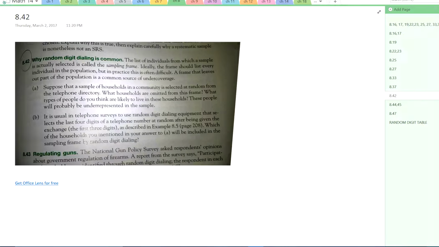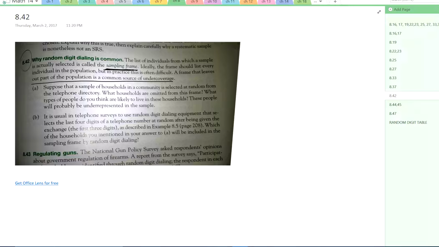All right, 42. The list of individuals from which a sample is actually selected is called the sampling frame. Okay, it's not the sample, that's the people we're choosing the sample from. Ideally, the sampling frame should list every individual in the population, but in practice it's difficult. A frame that leaves out part of the population is a common source of undercoverage.